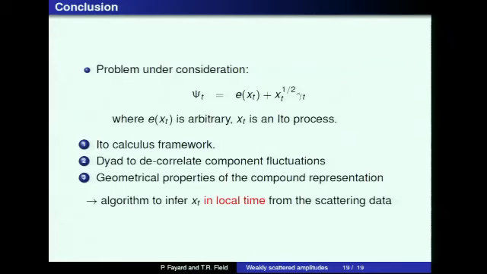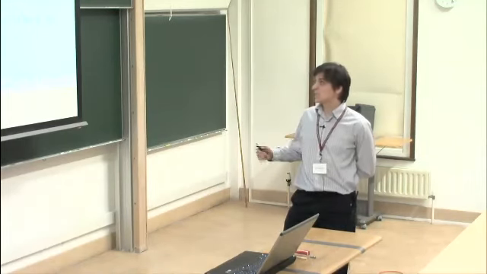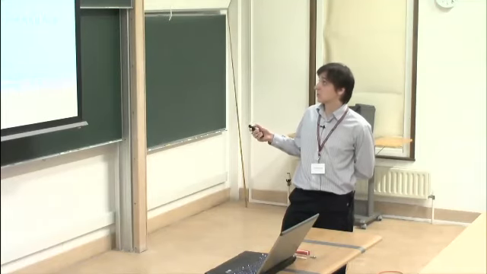So here is my conclusion. Basically the problem you are considering is the following one. You observe a weakly scattered amplitude psi of t that is defined as a function of your state, x of t, plus that strong scattering amplitude. What is important is that x of t is arbitrary. It can be any function of your state. You are not making any assumption concerning x of t. As long as it is a neutral process, the results I derive are valid. So this gives you a very broad range of experimental situations that are covered by this equation.